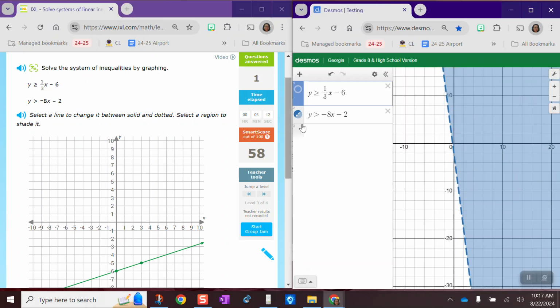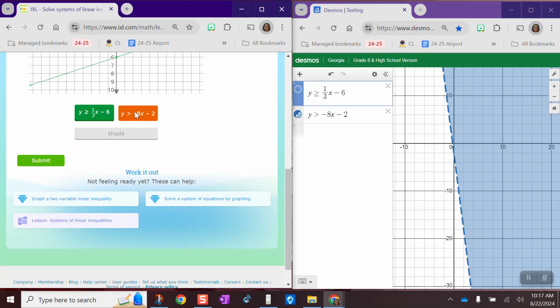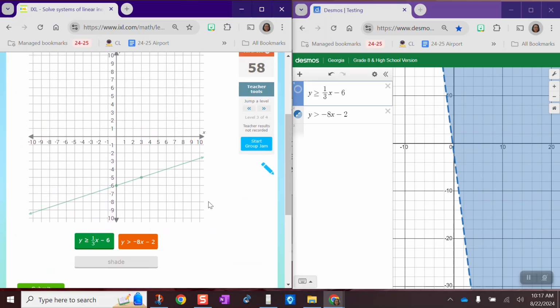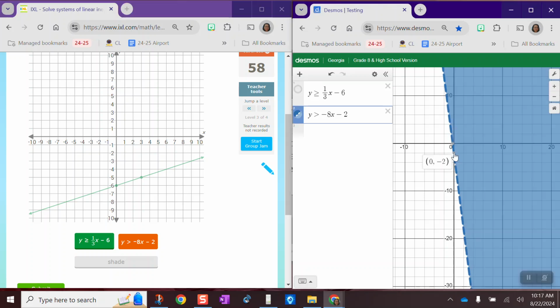I'm going to do the other one. I got to come down here and change. It goes through -2. And the slope is -8. So that means I got to drop 8 and run 1. 1, 2, 3, 4, 5, 6, 7, 8. And run 1. And this one is a dashed line. So here we go. Now, when I look at both of them, where is the region where they both overlap?